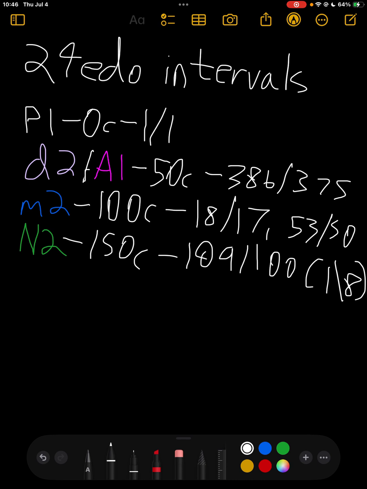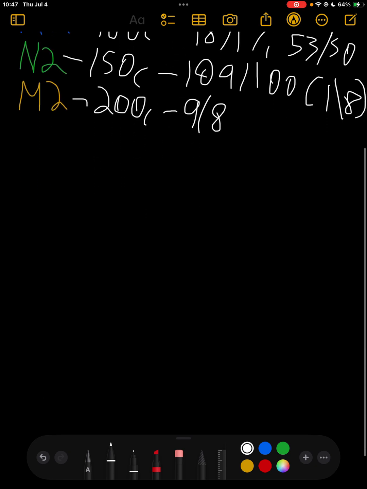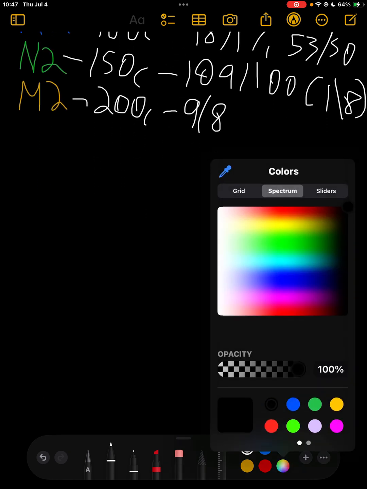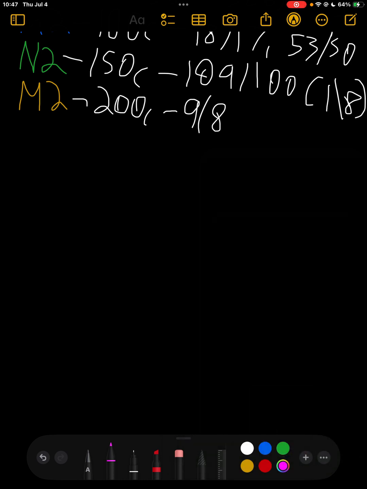Next up, the major second. The major second is 200 cents. The most commonly used approximate ratio is 9 to 8, so that's what I'm going to use here. Let me just scroll down a bit. Next up, I prefer to use augmented and diminished as opposed to sub minor and super major.